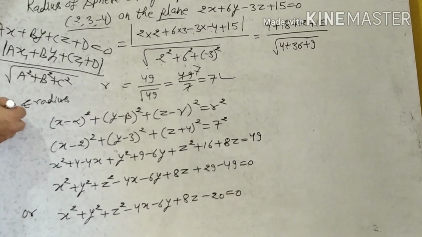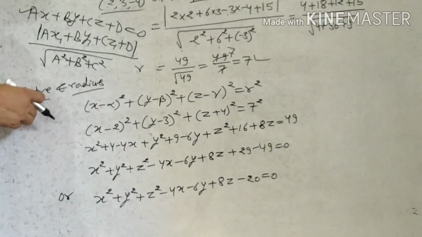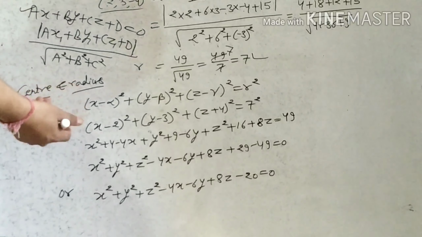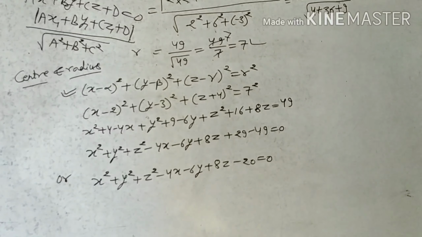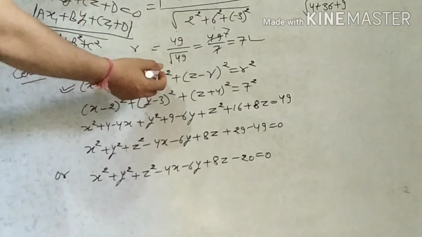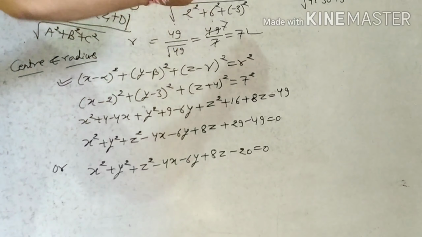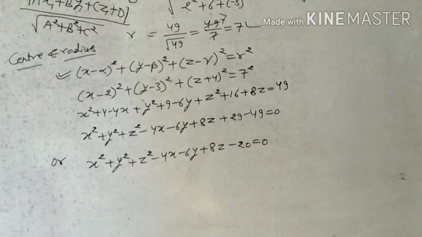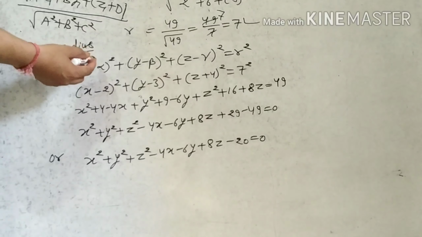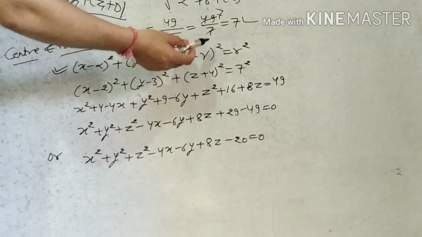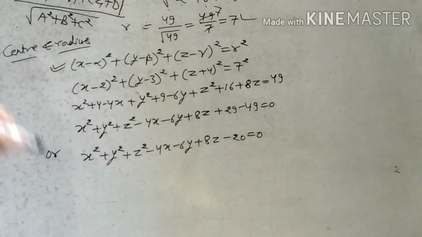This time the coordinate of the center is given and you have calculated the radius, that is, the radius is 7 and the coordinate of the center is 2, 3, minus 4. So you know the formula for the equation of a sphere. It will be x minus alpha whole square plus y minus beta whole square plus z minus gamma whole square equal to r square. Alpha, beta, gamma is the coordinate of the center of the sphere, which is given, and r is the radius that you calculated. So put the value of alpha 2, beta 3 and gamma minus 4, so z plus 4 whole square equal to r square, it means 7 square.